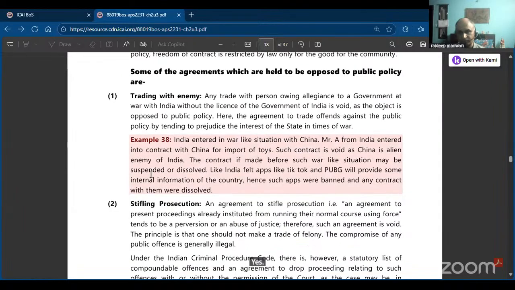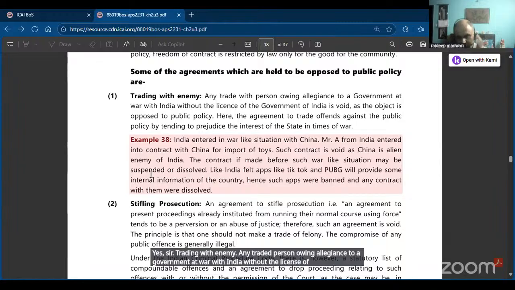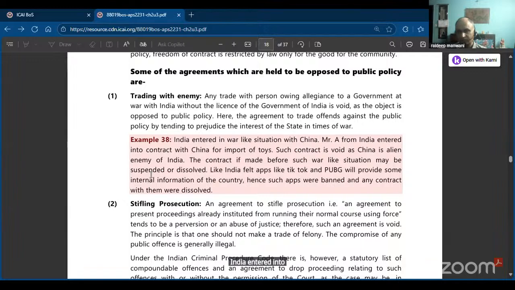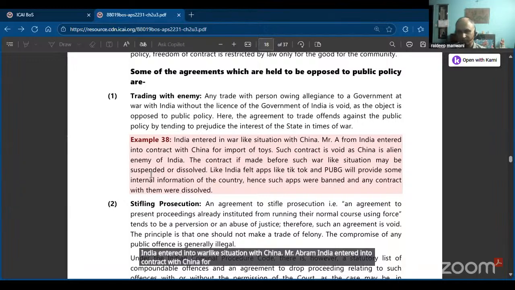First one, trading with enemy. Any trade with a person owing allegiance to a government at war with India without the license of the government of India is void, as the object is opposed to public policy. Here, the agreement to trade offends against public policy by tending to prejudice the interest of the state in times of war. India entered into a war-like situation with China. Mr. A from India entered into a contract with China for import of toys. Such contract is void because China is an alien enemy of India.